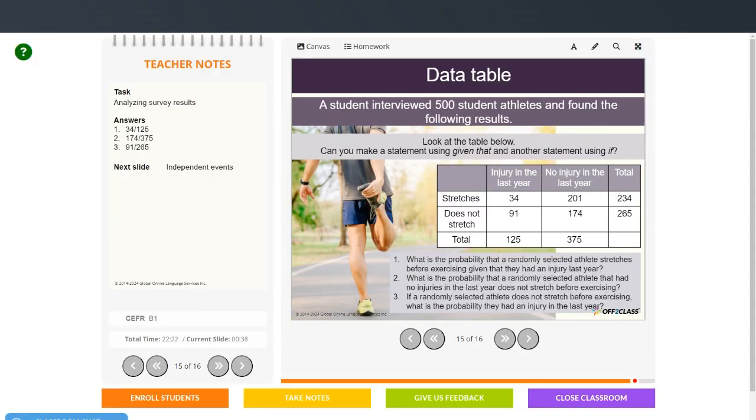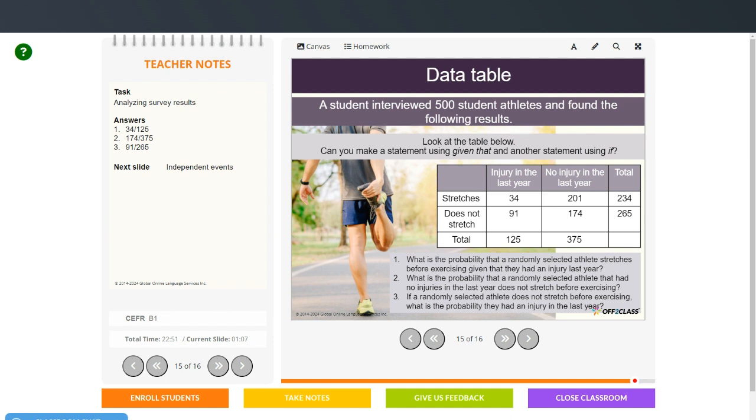So what is the probability that a randomly selected athlete stretches before exercising if they had an injury last year? So it would be 34 out of 125. What is the probability that a randomly selected athlete that had no injuries in the last year does not stretch before exercising? Well, that's 174 out of 375.